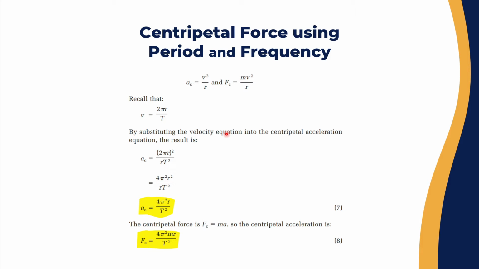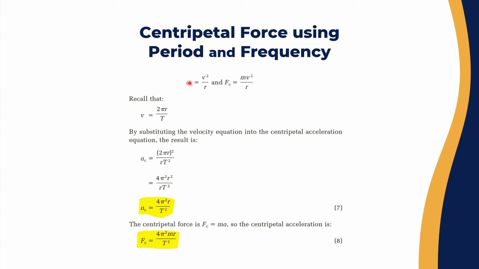Now let's try to find the centripetal force using the period and frequency. We know the centripetal force equation previously. Now what if we want to represent that equation in terms of period and frequency? We know that the centripetal force equals the mass times the rotational velocity squared over r.